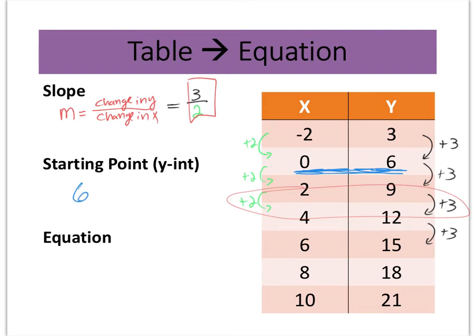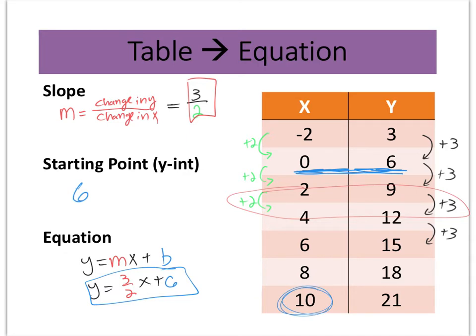Well, when we go to our equation, y equals mx plus b, our m is our slope. So I'm going to replace the m with our slope, and it was 3 over 2, x plus, and our starting point was 6. So I can start writing an equation for this. Now check this out. Anytime I want to find out what the y value is, I can plug it in. So check it out. I'm going to test it.